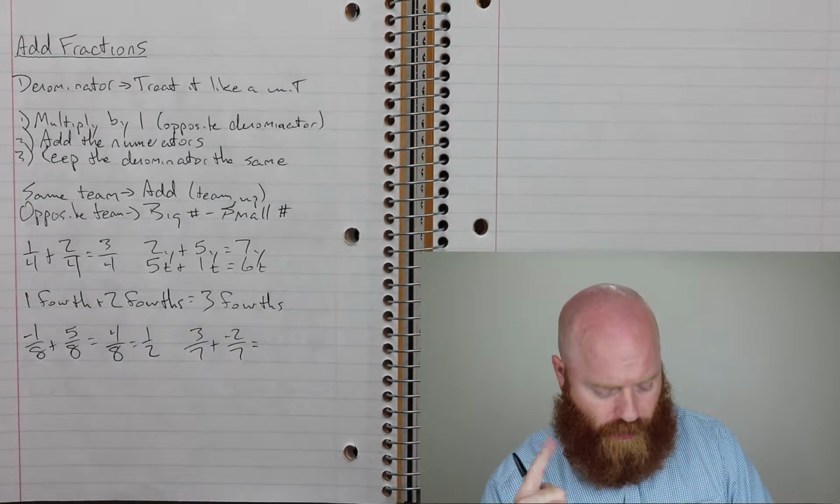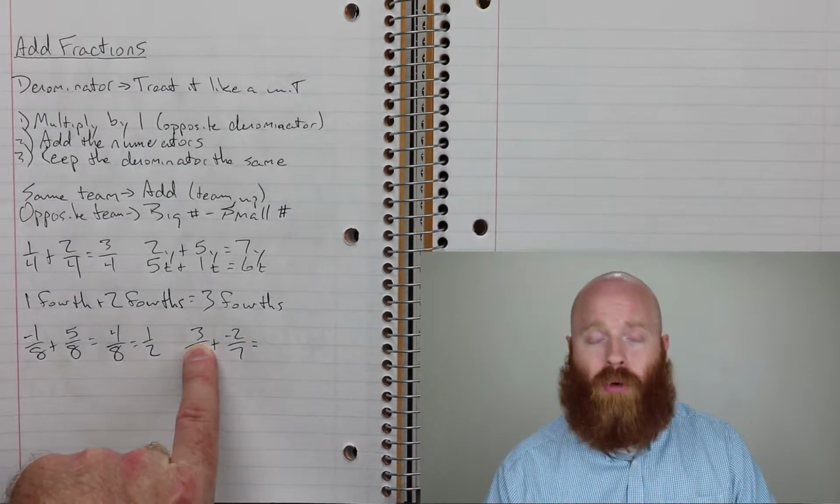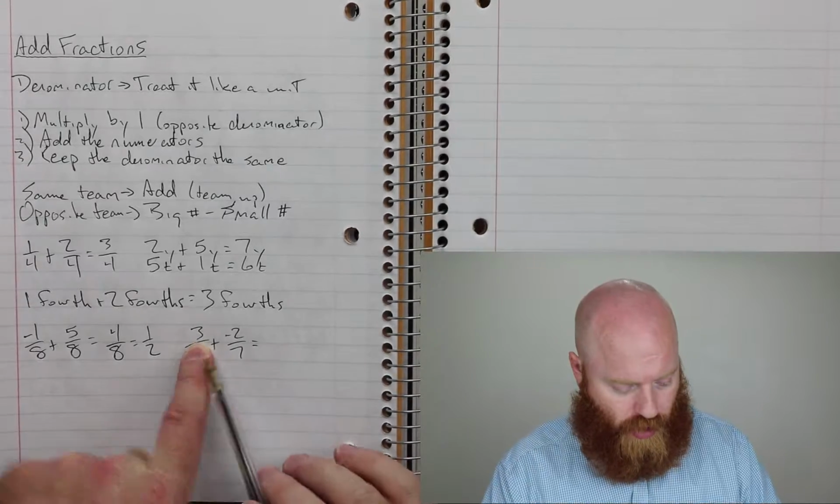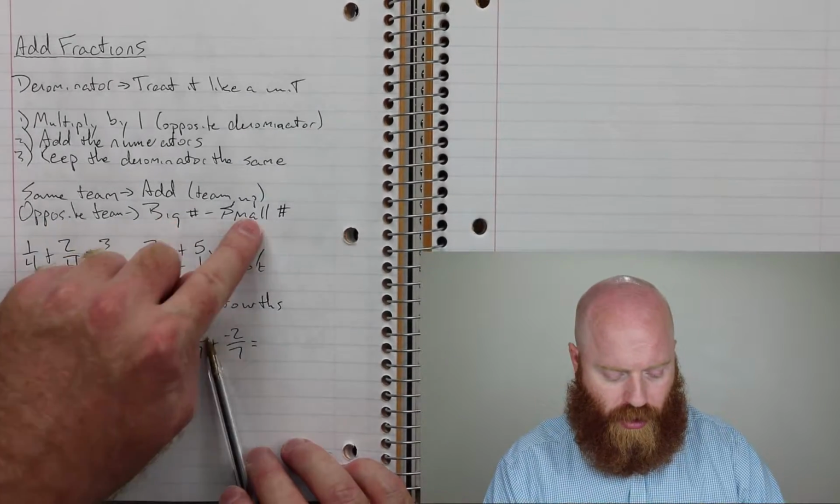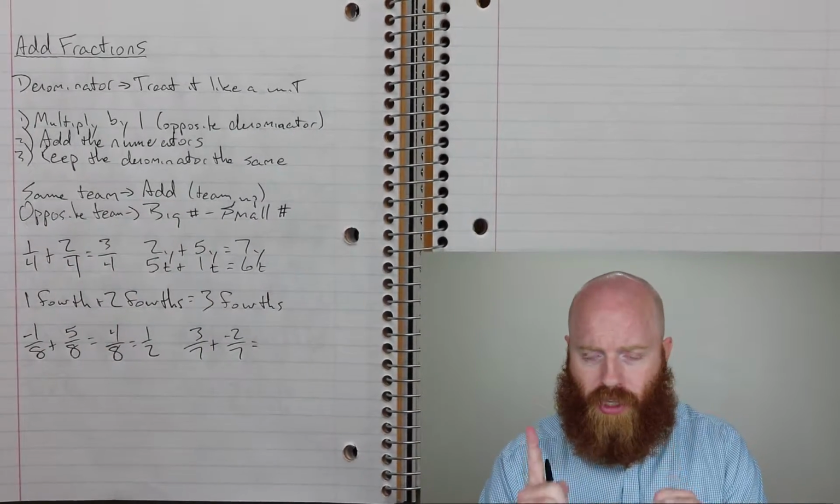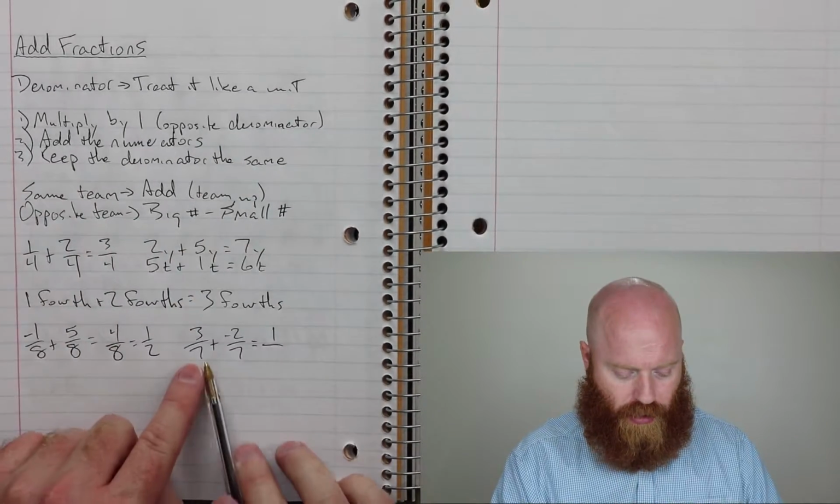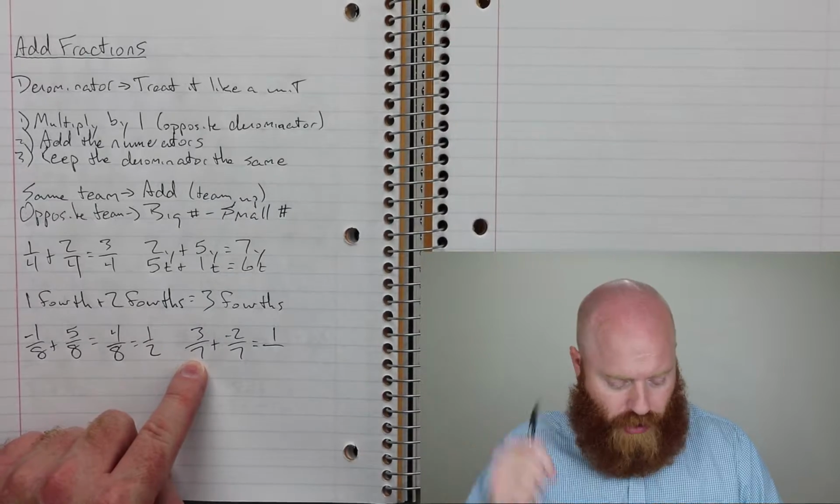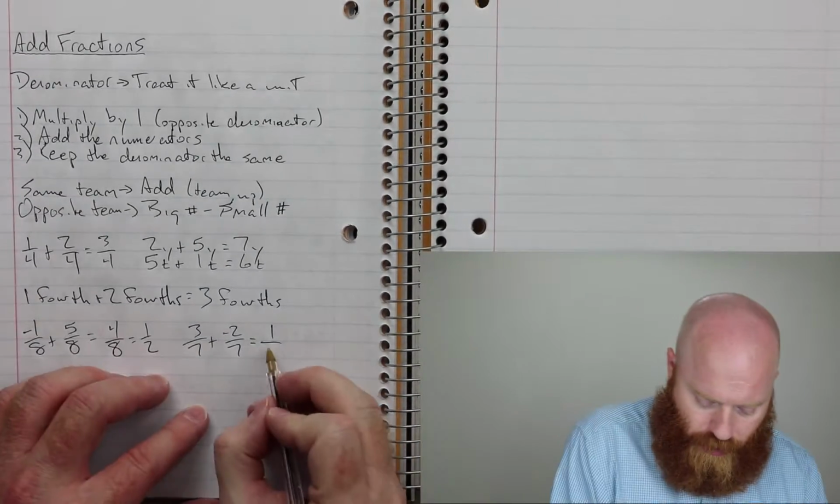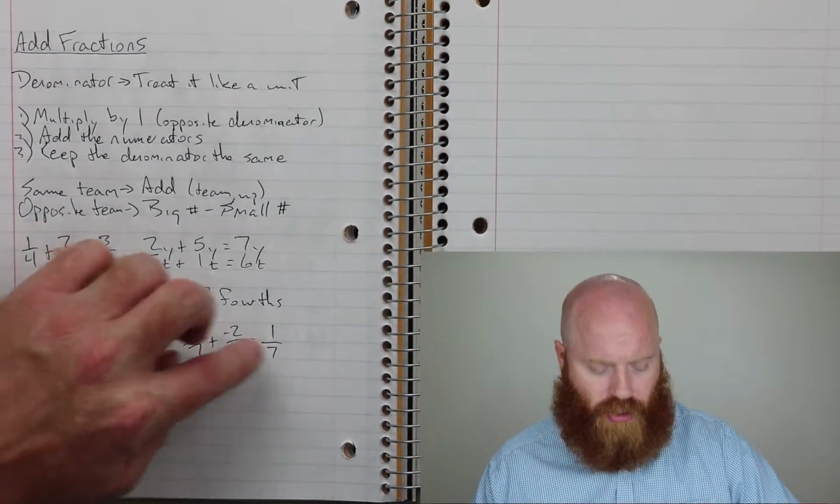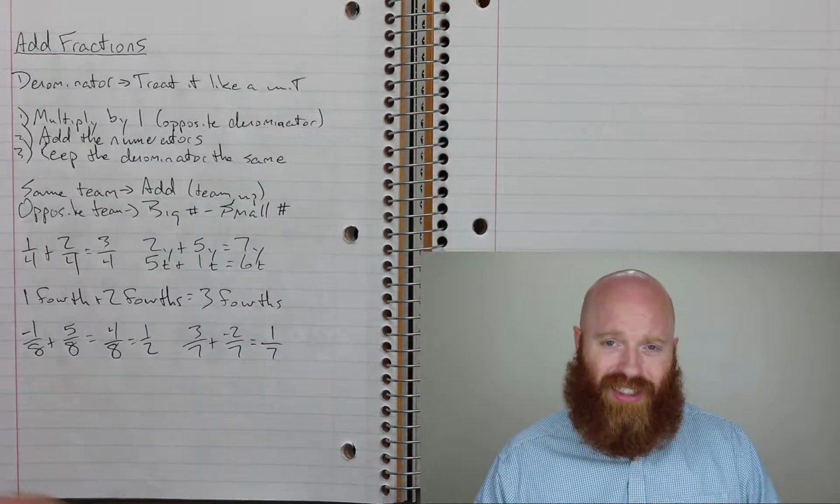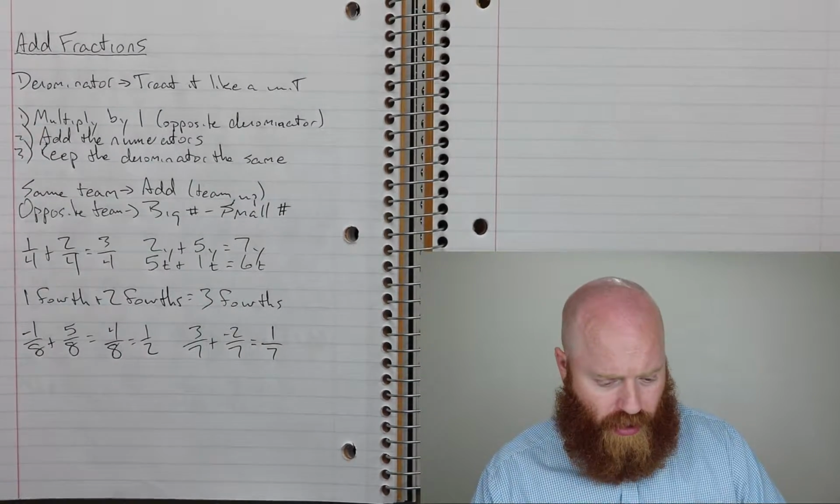I got 1 guy left, and what team are they on? This number, because they got more people, the good guys. So they're on the opposite team. I'm going to take the big number minus the small number. 3 minus 2 equals 1. And then I need to keep the denominator the same. The denominator is the number on the bottom of the fraction bar. Denominator's down here, so keep it the same. 3 cents plus negative 2 cents equals 1 cent. It's not that bad. Just follow these steps. Let me help you out.